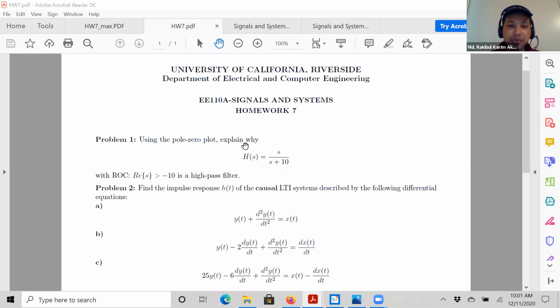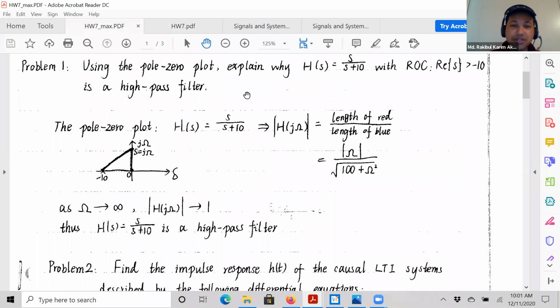So I think you probably know that the solution of homework 7 is already posted on the island actually. You can see it, but I will try to explain a little bit more than this homework solution manual.